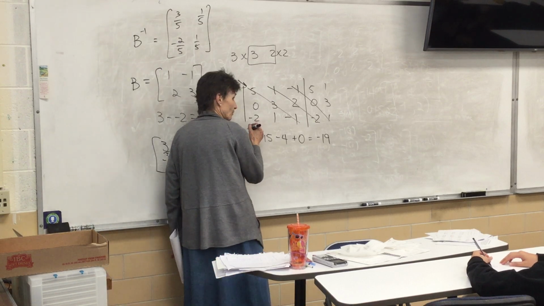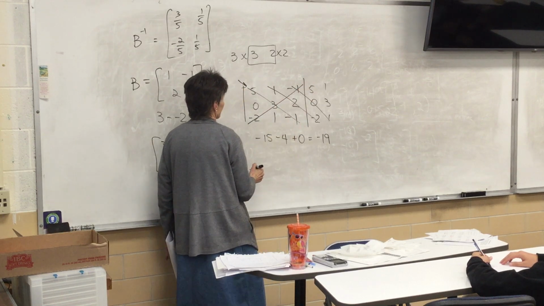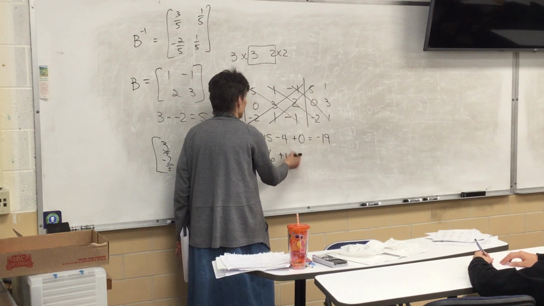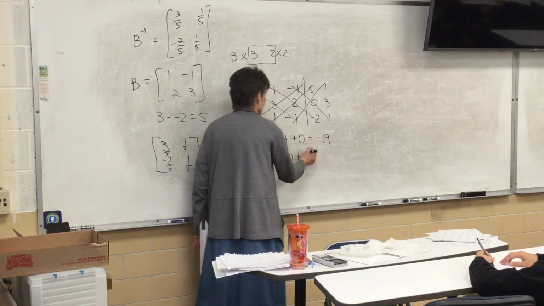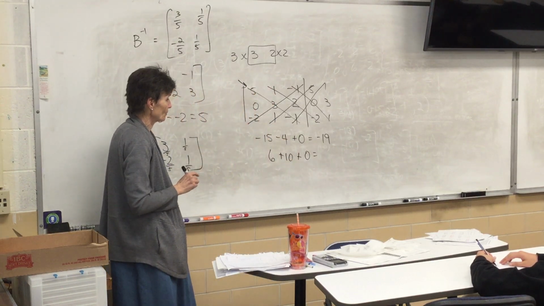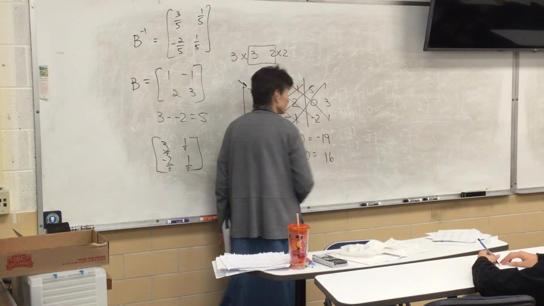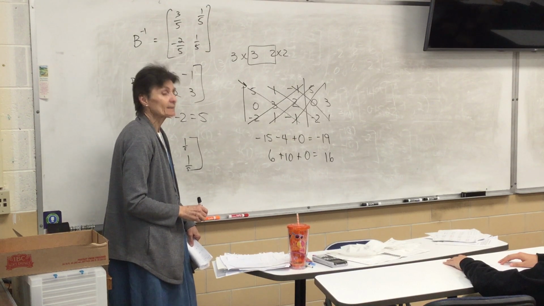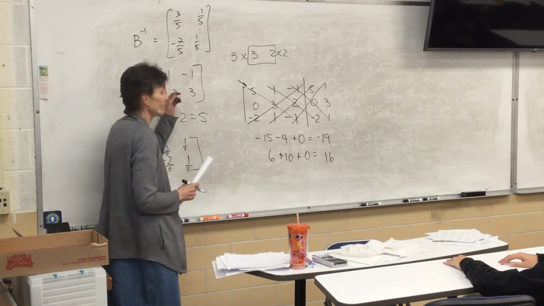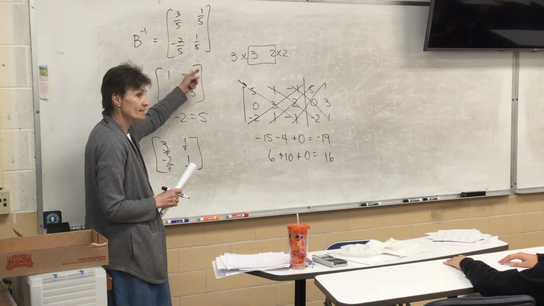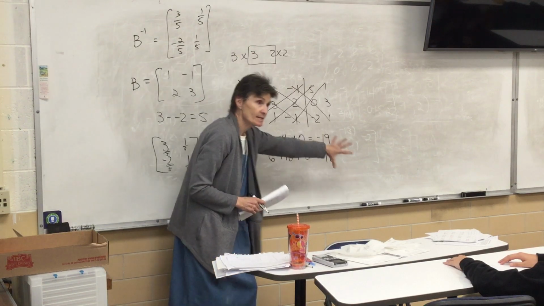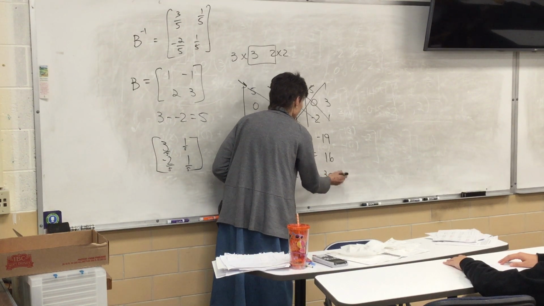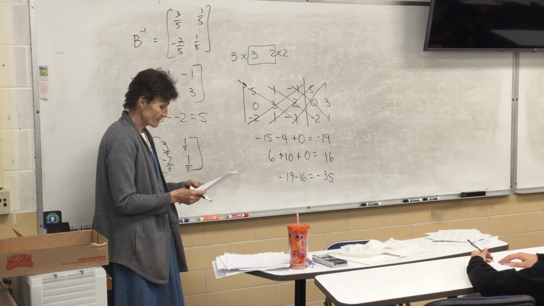Now what? Other direction. That is 6, good. That is 10, and this is 0. Remember, anytime you're multiplying by 0, you're going to get 0. So that is 16. What do you do with those 2 numbers? You can add them. Subtract them. You subtract them. Remember when you do a determinant, kids, it's this minus this. It's the same concept here. It's this minus this. So negative 19 minus 16 is negative 35. Your answer is negative 35.